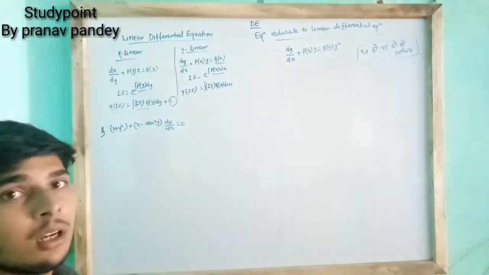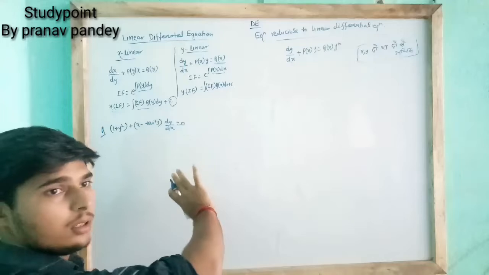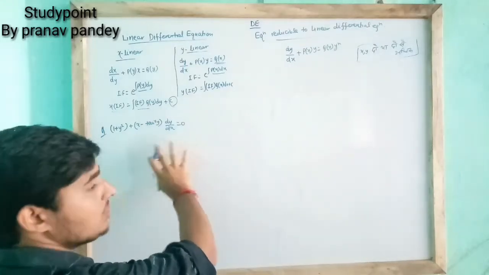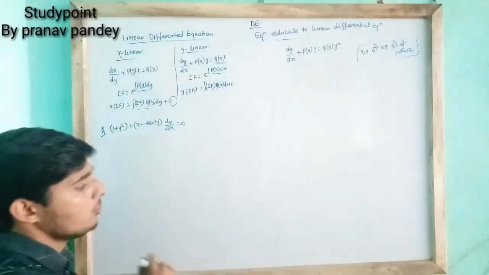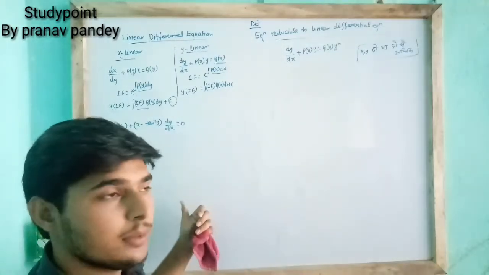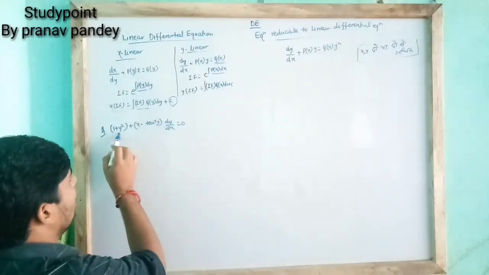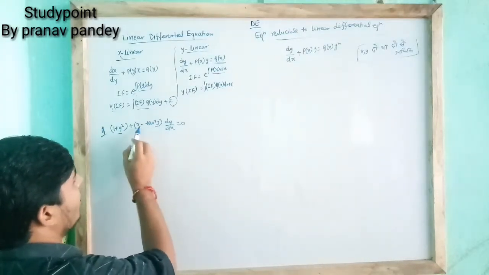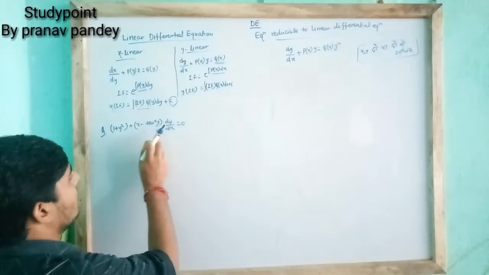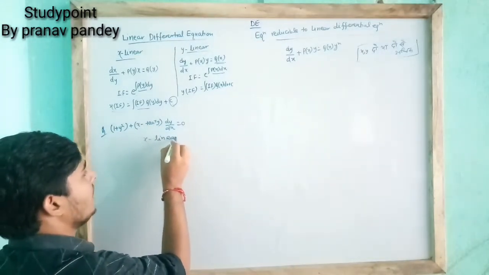So now let us see one more question. Basically I will only tell you the concept of this question. Here how we will conclude whether it is an x linear differential equation or a y linear differential equation. So here you can see that the y term comes 2 times but the x term is coming only 1 time. So it is an x linear differential equation.